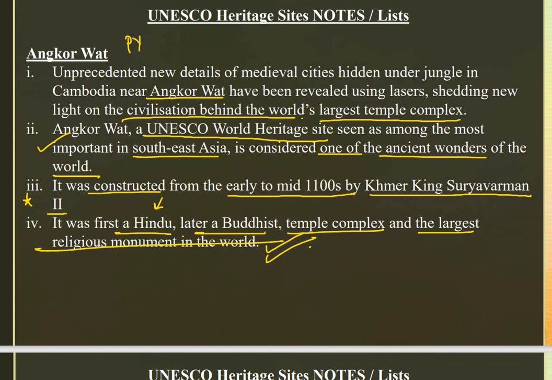तो प्रीवियस ईयर क्वेश्चन पेपर में भी अंकोर वाट के ऊपर क्वेश्चन आ चुका है. प्लीज इस पे थोड़ा सा फोकस ज्यादा कीजिएगा, ठीक है.